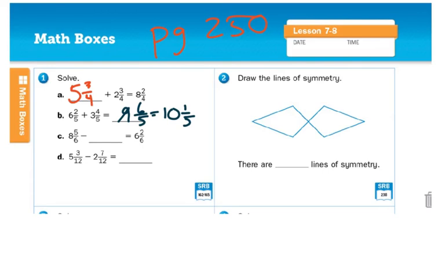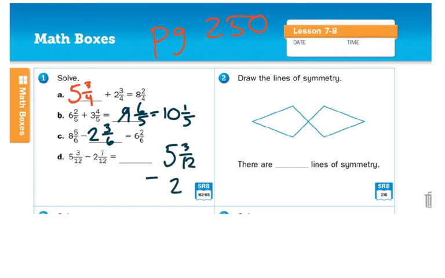8 5/6 minus something gives me 6 2/6. Well, if I take 6, I'm going to keep that the same. 5 minus what would give me 2? It would be 3. And 8 minus what gives me 6? 2. So 2 3/6.